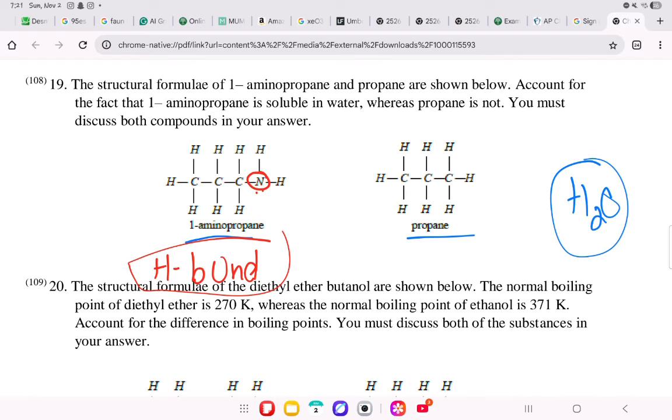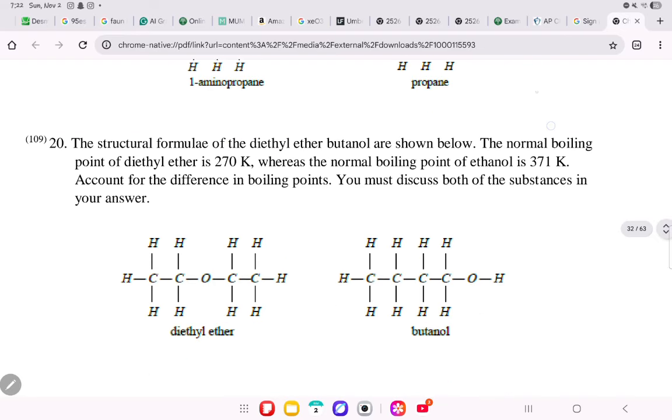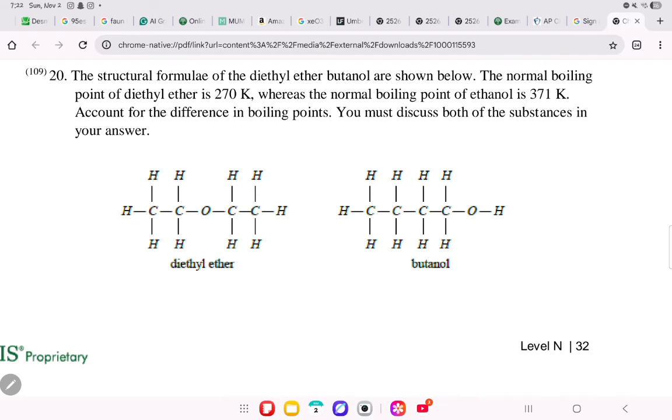So this is for the aminopropane, so it will dissolve in water because H2O also has a hydrogen bond. Whereas here, this has what? An induced dipole. So for sure, it's not going to dissolve in the water. Here, same exact thing, but we need to discuss their boiling points.